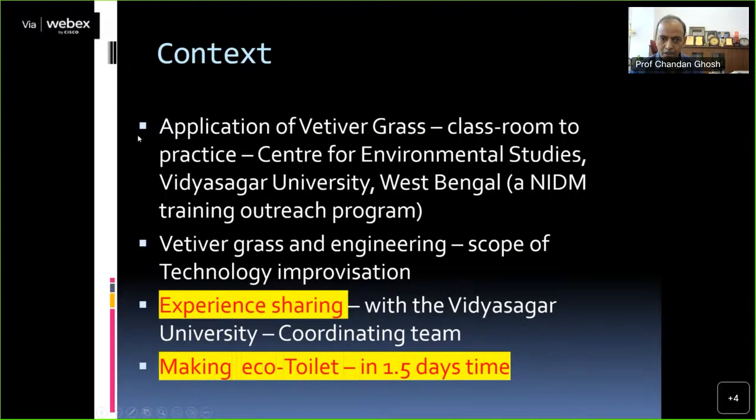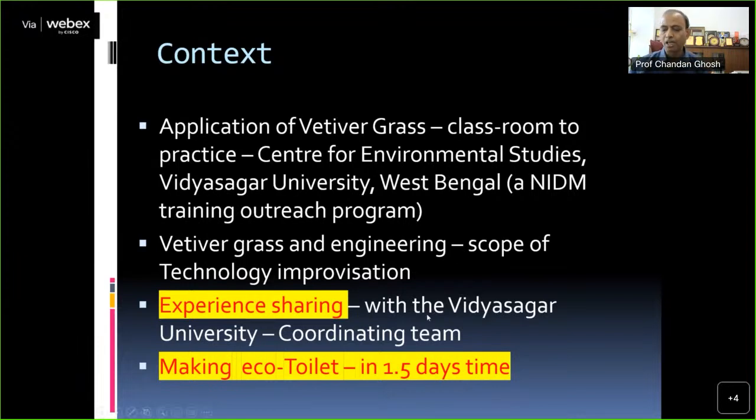So, application of the context, I am just going slowly, just quickly. Classroom to practice, along with the Center for Environmental Studies, Vidyasagar University. It is one of the first NIDM training outreach and implementation programs. And the scope of technology improvisation, which I just tried to give some of, how we have adopted it, I will come to in a little bit more detail.